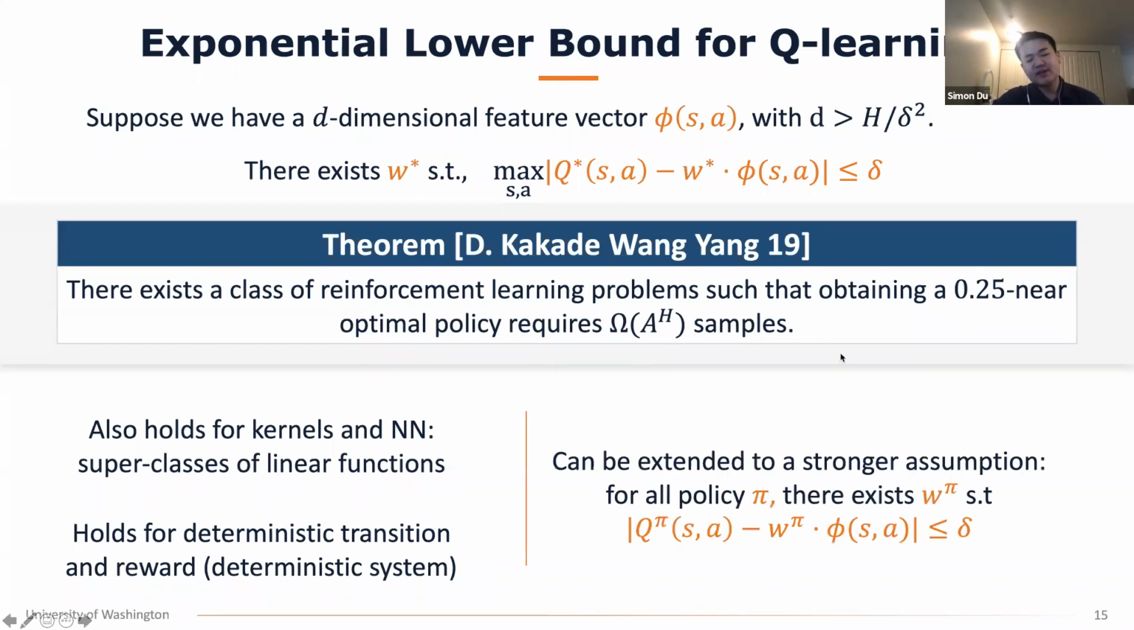Another remark is that we can also extend this lower bound to a stronger assumption case, where for all policies there exists a linear coefficient that can represent the Q value. Even in this stronger assumption case, you still suffer an exponential sample lower bound. So this is pretty bad.